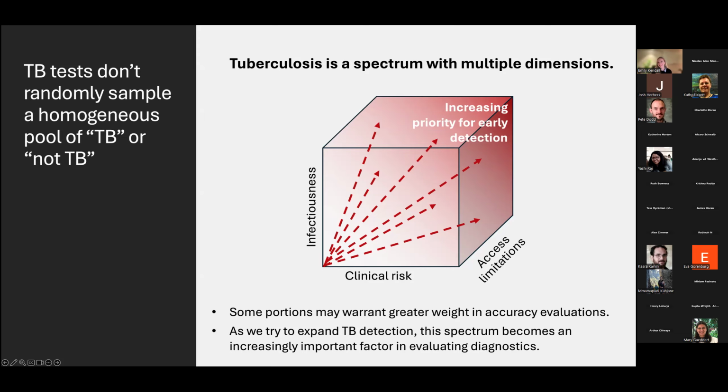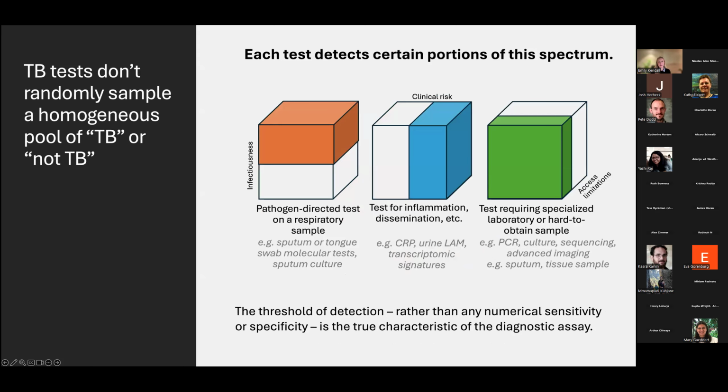And this spectrum and different dimensions of the spectrum also become important when we think about how we estimate diagnostic accuracy and how we translate those estimates between different settings and populations. I think it's easy to think of something like sensitivity and specificity as just a random sampling process where everyone gets sampled with some probability and there's some proportion that you detect. But in reality, tests are preferentially detecting certain portions of the spectrum.